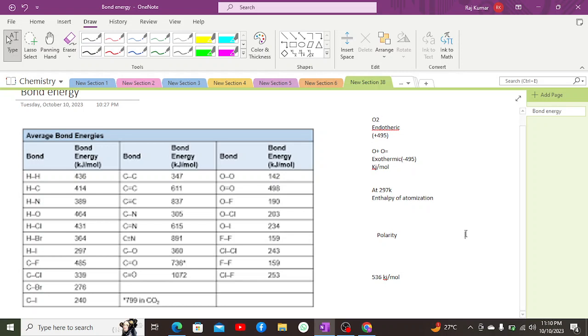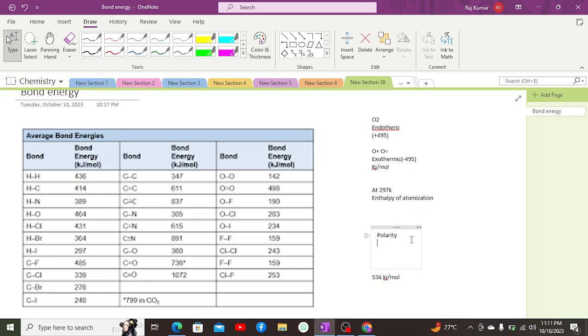Another factor which is contributing here is multiple bonds. If there are multiple bonds, then there will be higher bond energy. For example, we have carbon to carbon triple bond, carbon to carbon double bond and carbon to carbon single bond, which have different energies. Carbon to carbon single bond has a bond energy of 347, carbon to carbon double bond 611, carbon to carbon triple bond 837. So as the number of bonds increases, the bond energy increases.